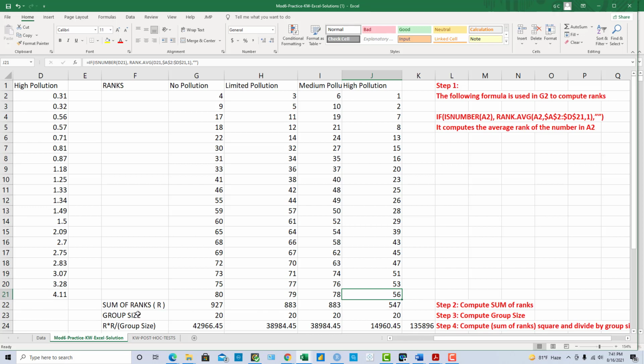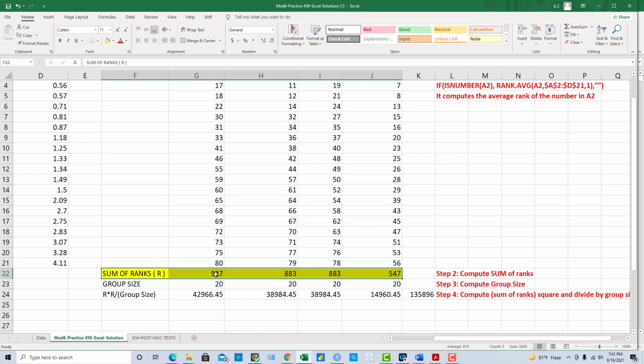Then in step 2, we compute the sum of ranks. If you look at row 22, the sum of ranks, we add up all the ranks for no pollution. Similarly, we do the same thing for all the other groups. We have all these ranks added together, and then the group size is simply a formula COUNT of G2 to G21. That's what we have in row 23.